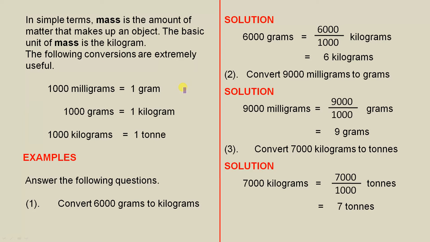1000 milligrams equal 1 gram. 1000 grams equal 1 kilogram. 1000 kilograms equal 1 ton. Let's look at some examples.